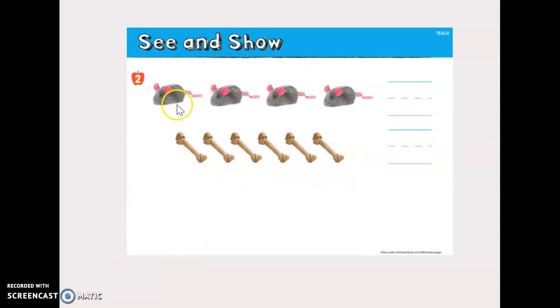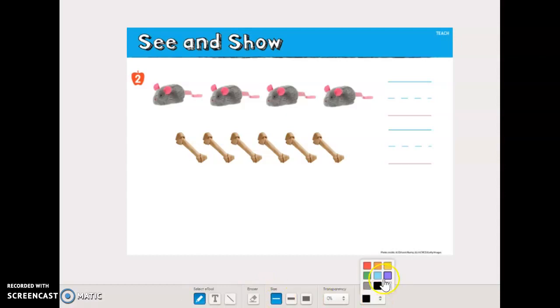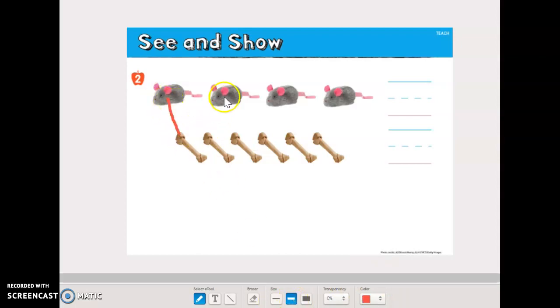Okay, so again, we are going to draw one-to-one correspondence with these cute little mice and those cute little bones. So here we go. I'm going to get out my writing tools, and I'm going to use my red color right now so that you can really see this. All right, so we've got 1 mouse and 1 bone. 1 mouse and 1 bone. Notice that they are different sizes, so that's what makes the difference here. We have to draw lines to find that bone.